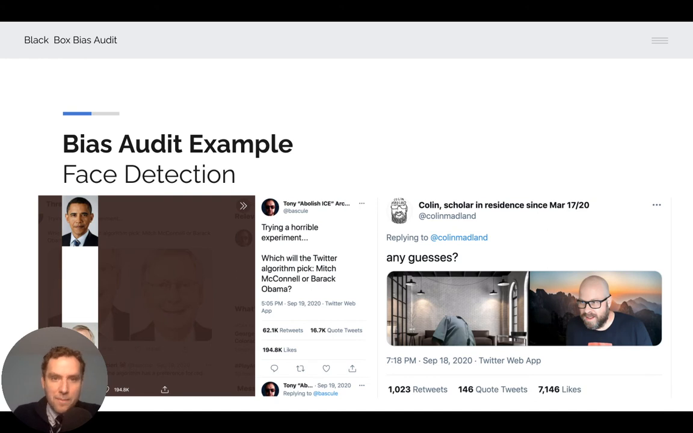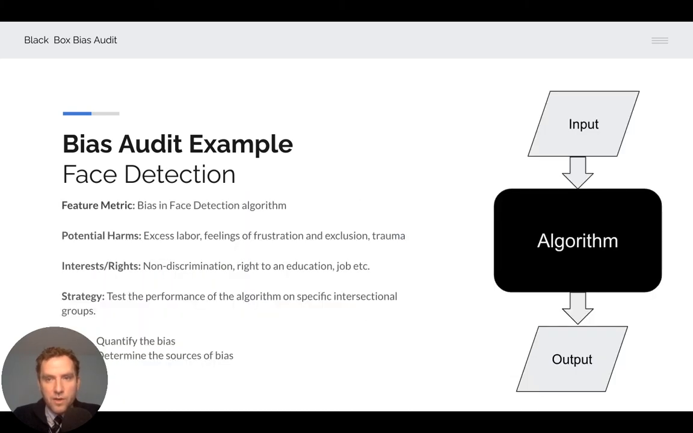This is just one example. There are many, many examples. In fact, the Gender Shades study and the COMPAS recidivism algorithm are probably the two most famous examples of bias in an algorithm. But there are so many examples now that you can't even list them all. So let's look at this particular example and how we might approach it.